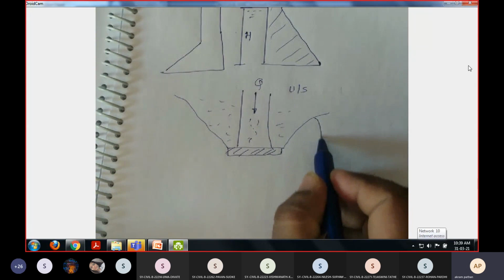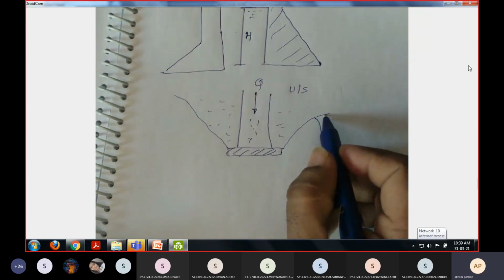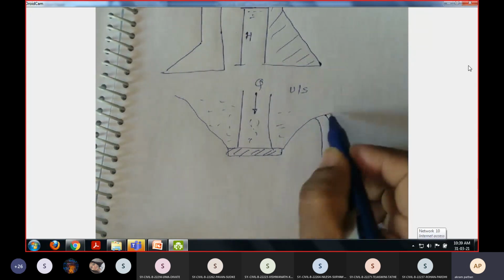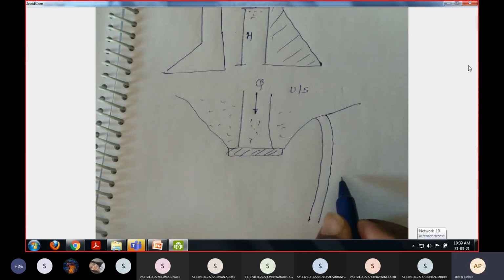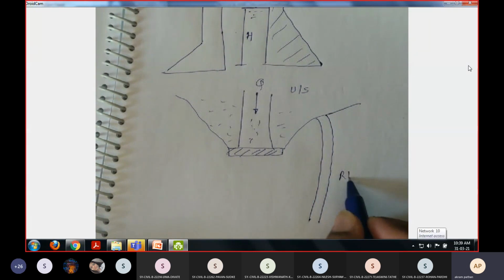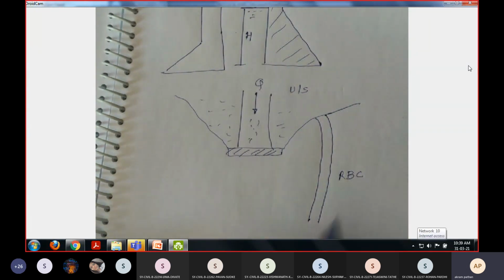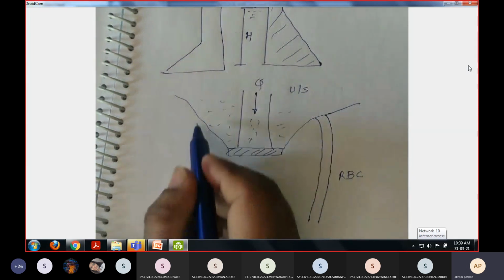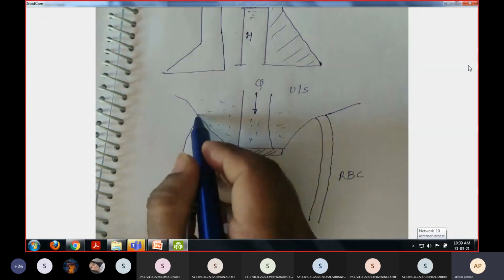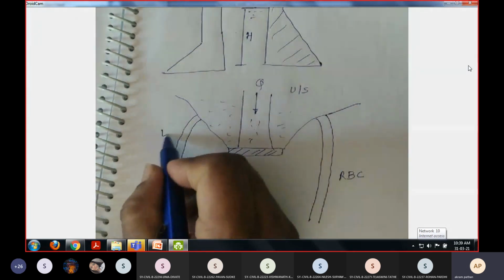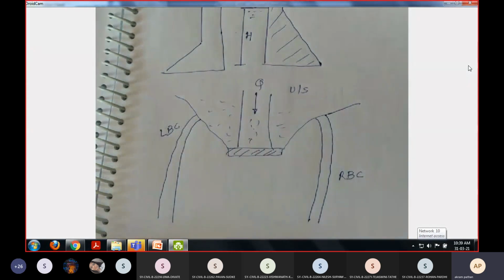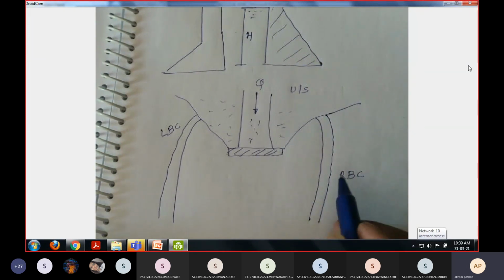So the channels start from both sides of the dam. For example, here we have the right bank canal, RBC, and we have another canal, the left bank canal. So in the case of the Jaikwadi dam, we have two channels, the left bank canal and the right bank canal.